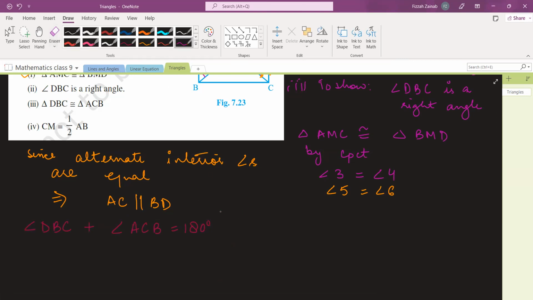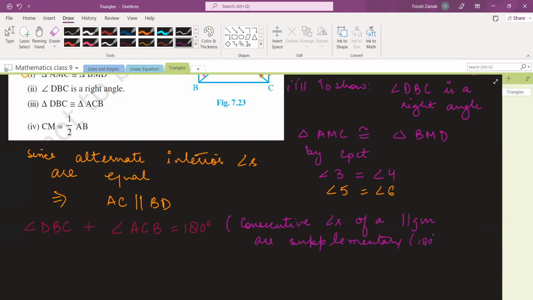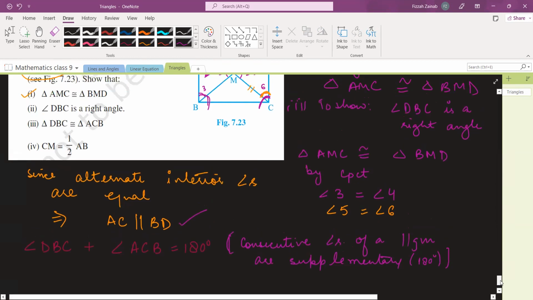The reason is that consecutive angles of a parallelogram are supplementary. Supplementary, or 180 degrees in the bracket, you can say, right? This is the reason, because already we have shown the lines are parallel. So that means this angle plus this angle will be equal to 180 degrees. Is this understood by everyone?